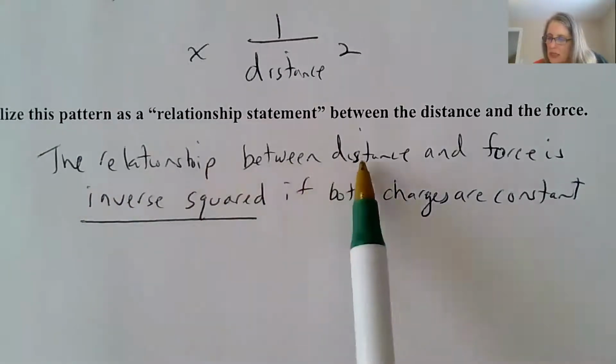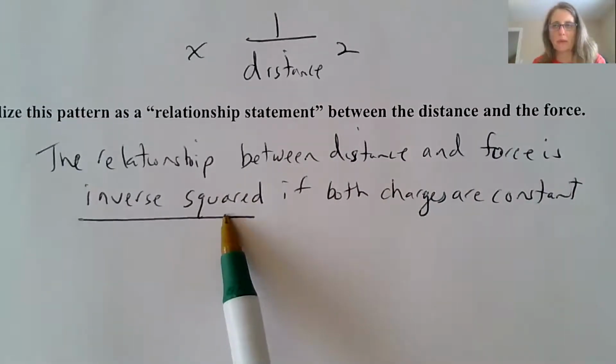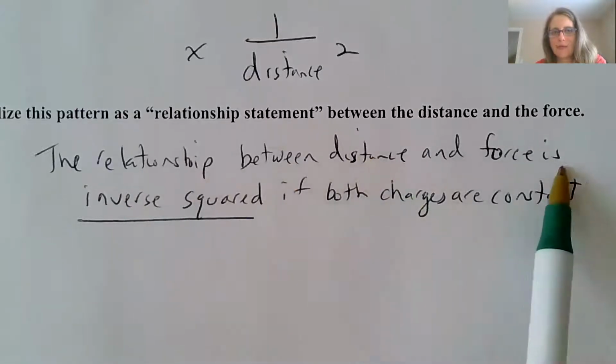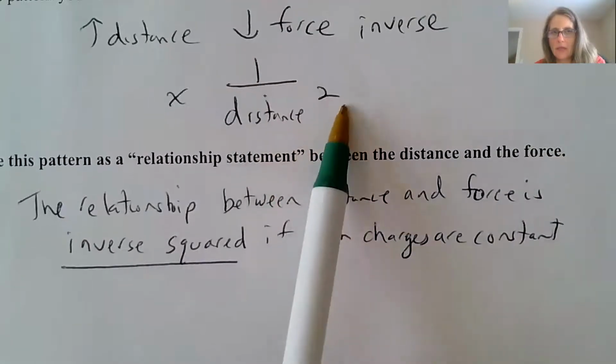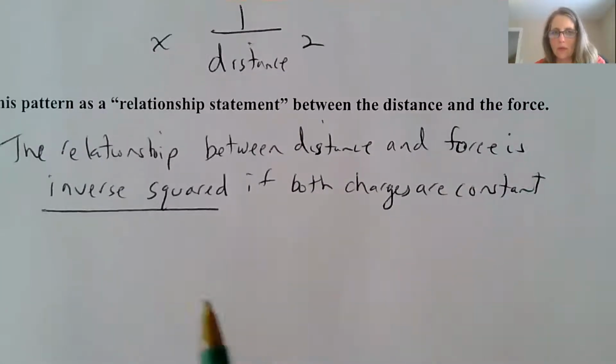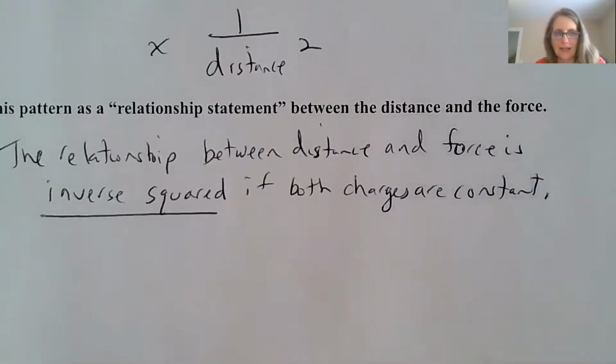The relationship between distance and force is an inverse squared. So I underline the important part of the relationship statement. Relationship between distance and force is an inverse squared. So again, I'm taking the inverse of the distance and I'm squaring it. That's what the language is telling you. If both charges are constant.